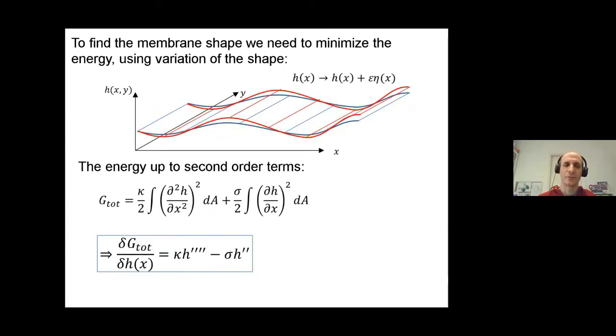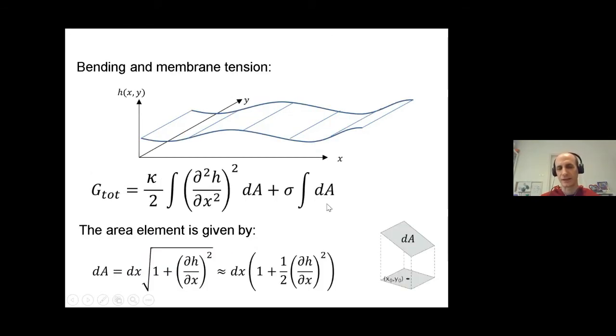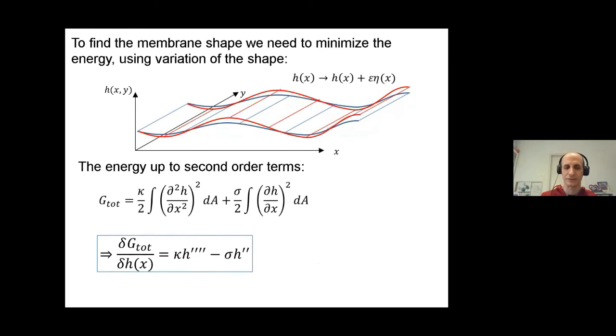So with this energy, we can actually write it up to second order terms. And you can see that the first term, which gives you the bending energy, is dependent on the second derivative squared. And the tension part is dependent on the first derivative squared. And this first derivative squared simply comes from this expansion of the area element in terms of this extra area which is stored in these fluctuations, which change it from the flat state.